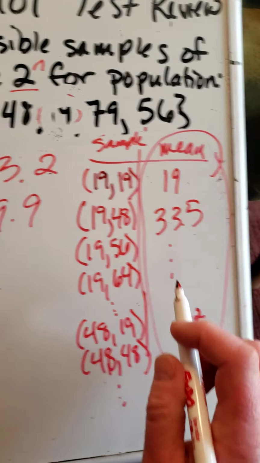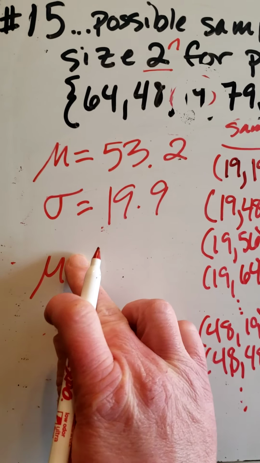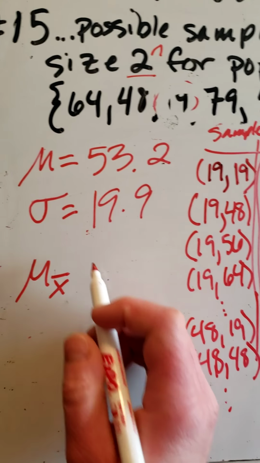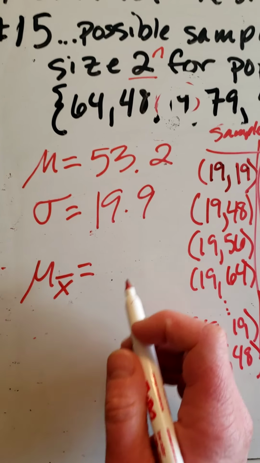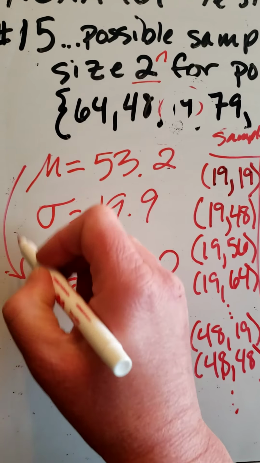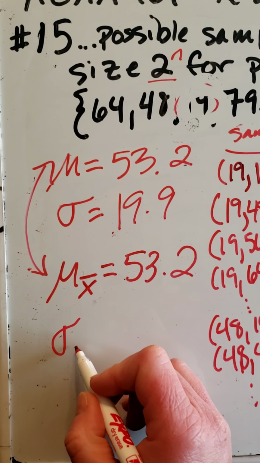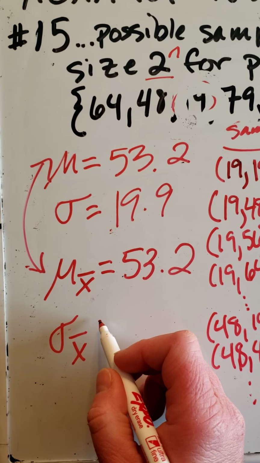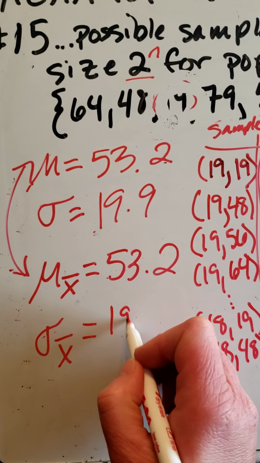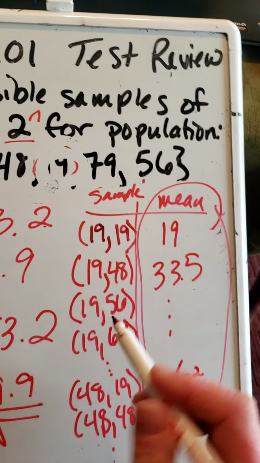What you should get is the mean, let me write this as the mean of the sample means, with the notation there. It is always the same as the mean of the population. Okay, so these are the same. And then the standard deviation of the sample means is going to be the standard deviation of the population divided by the square root of the sample size that you're taking out.